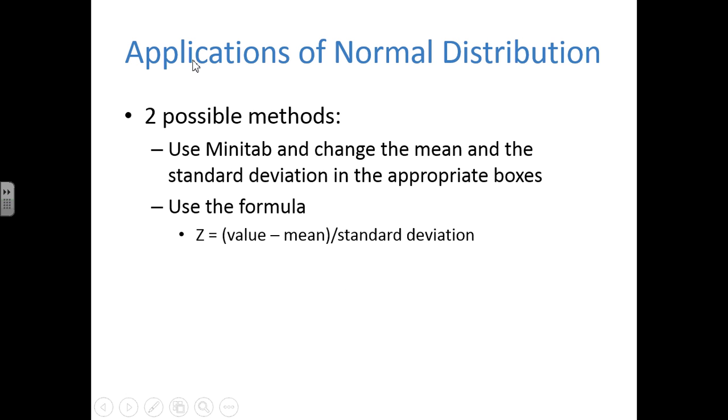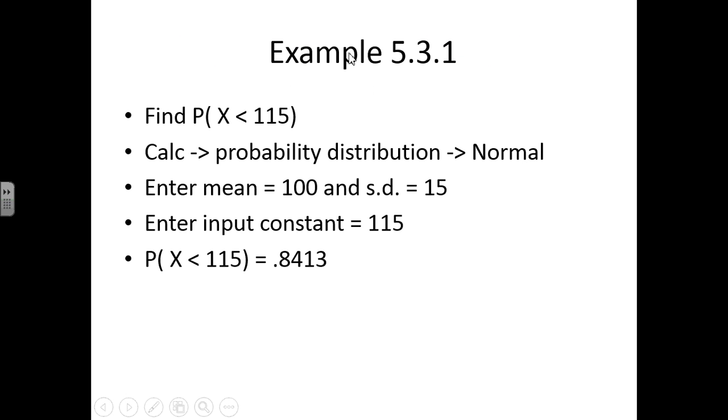Now, remember, in real life, normal distributions all have their own individual means and their individual standard deviations. So there are 2 possible methods using Minitab, which is the one I prefer you doing, but I do want to show you, if you wanted to do it with the table, you're going to have to use this formula, value minus mean divided by standard deviation, because the table is only the standard normal table.